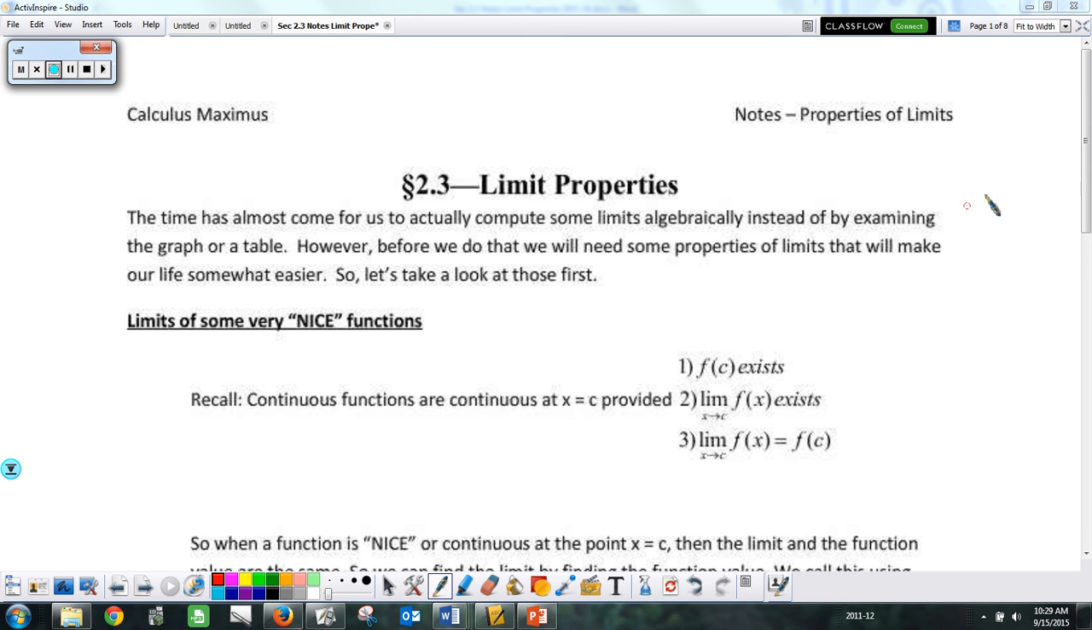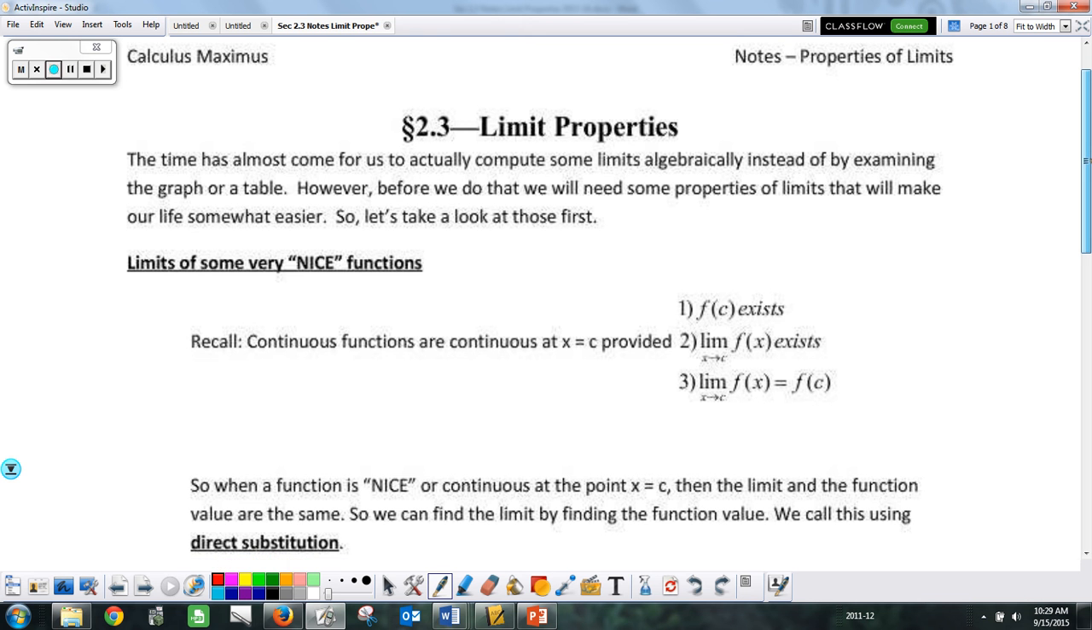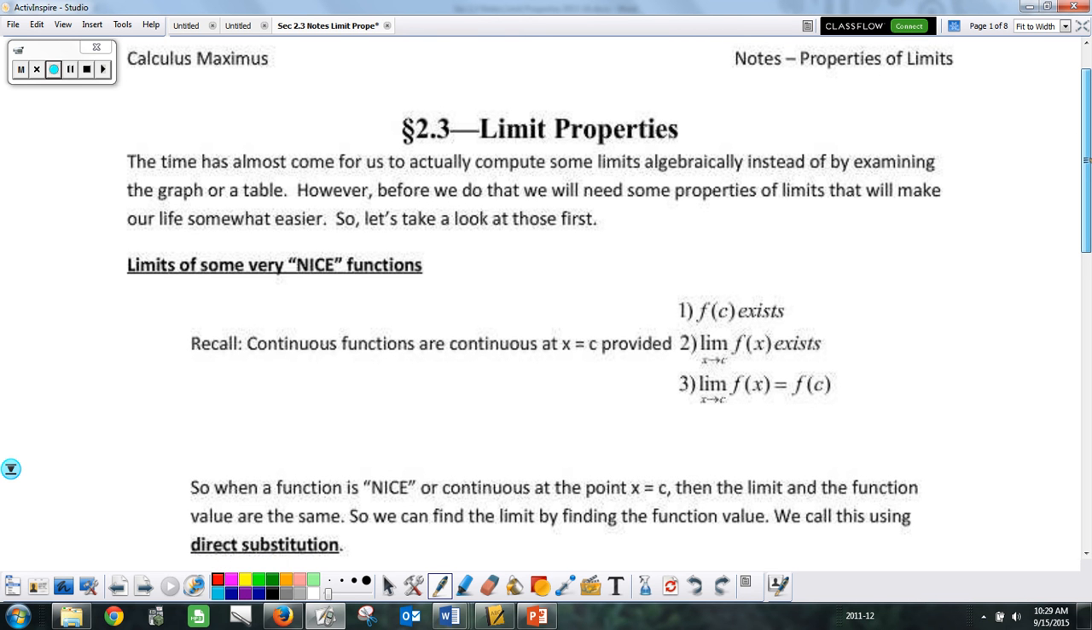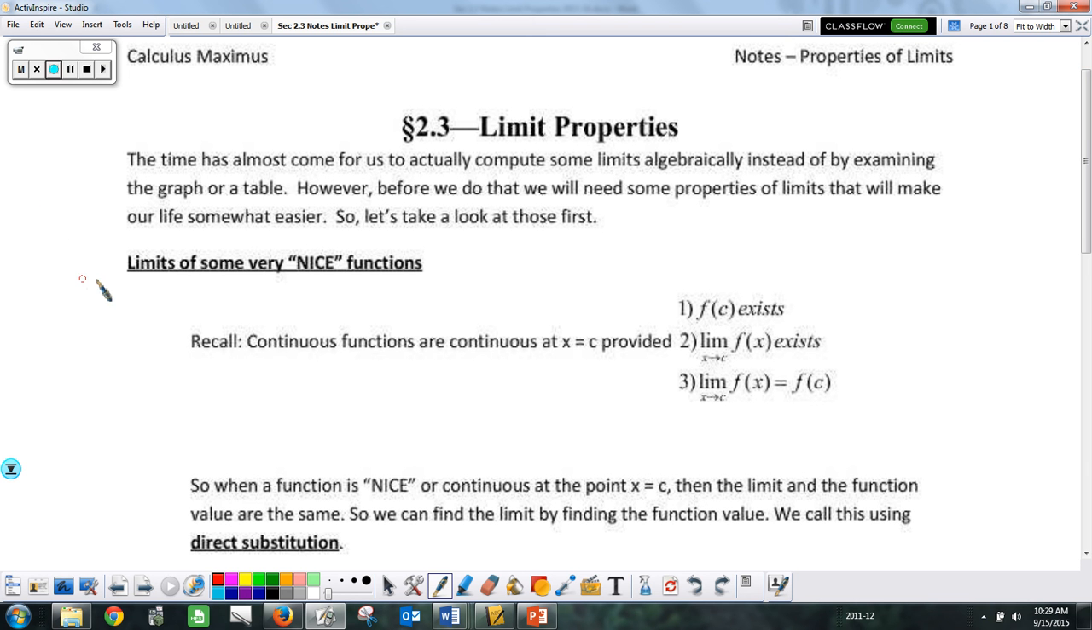So what we want to do is start looking at algebraic methods of calculating limits so that we don't always have to rely on a graphing calculator, our knowledge of graphs, or a table of values. We're going to start with some basic facts about limits of what we say are very nice functions. And nice functions for us are going to be continuous functions.